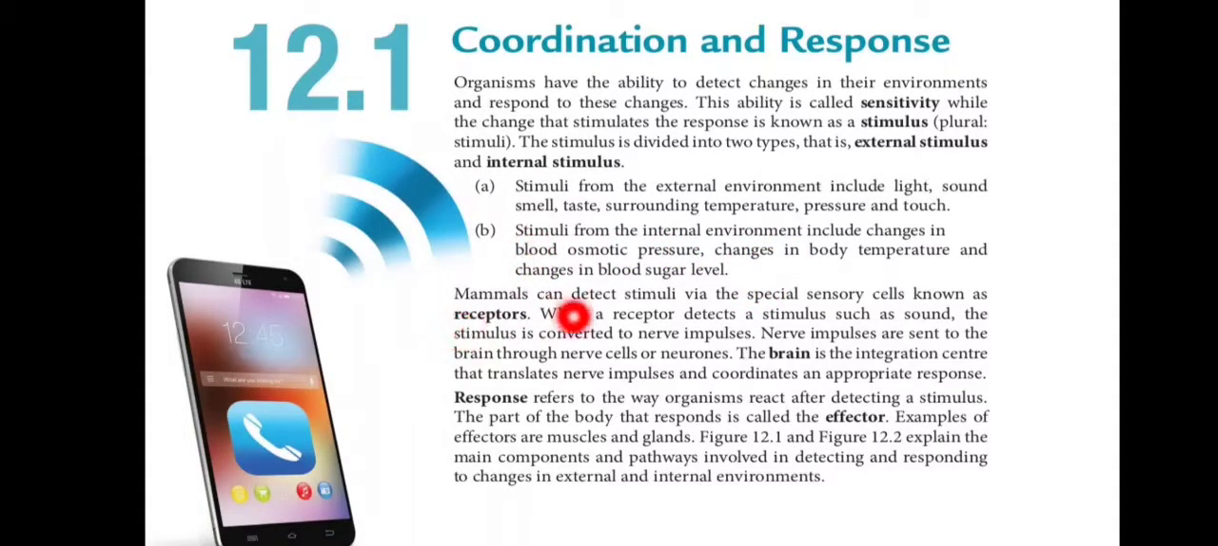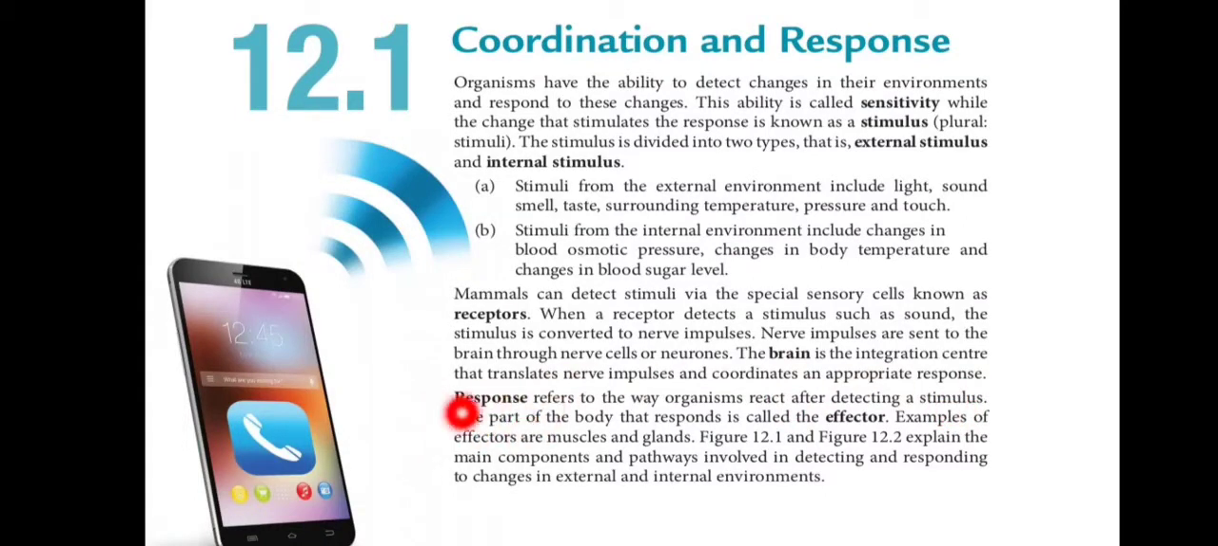So, mammals can detect stimulus via the special sensory cells known as receptors. When a receptor detects a stimulus such as sound, the stimulus is converted into nerve impulses. Then the nerve impulses are sent to the brain through nerve cells or neurons. The brain is the integration center that translates nerve impulses and coordinates an appropriate response.